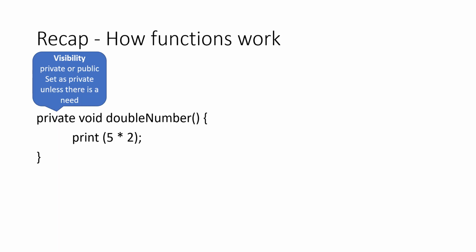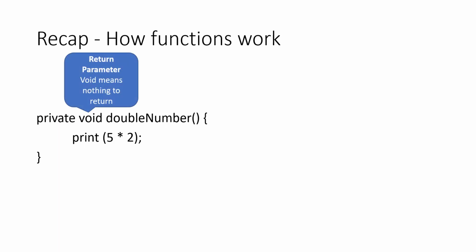We usually set it as private, or we can leave it out because if it's not there, then it is a private variable. So only set it to public if you actually need it to be public. The next thing along there is the void. Void means that nothing is going to be returned back from the function. At this stage, you don't have to worry about that. Just make sure you put the word void in there.